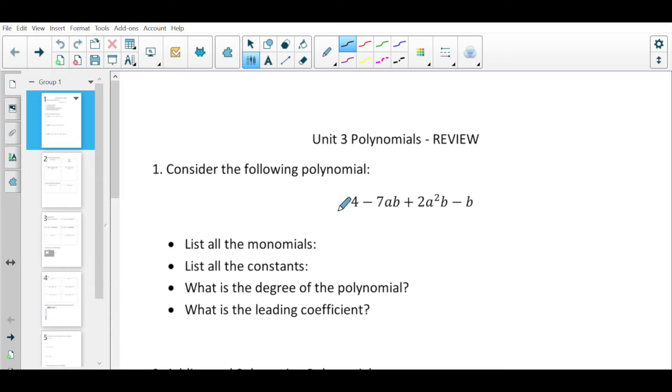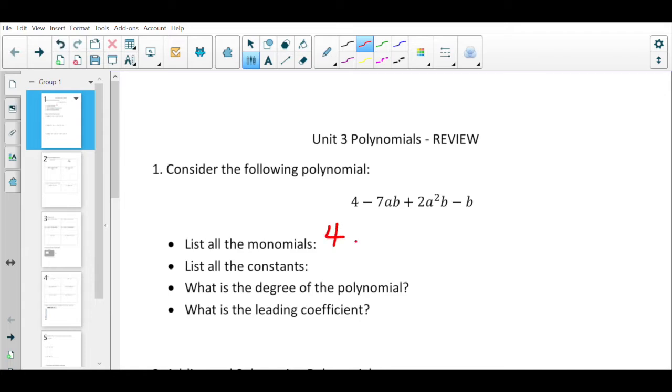Okay, Unit 3, Polynomials Review. Consider the following polynomial: 4 minus 7ab plus 2a squared b minus b. So we're looking at all the key characteristics of a polynomial. List all the monomials.